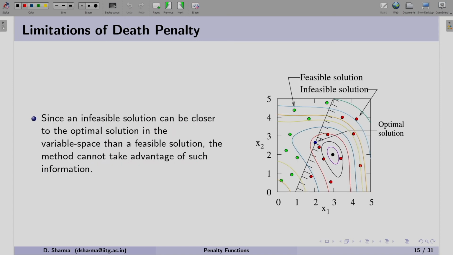There is another limitation as well here. Since we are rejecting the infeasible solutions straightforward, the point is there could be some scenarios where these infeasible solutions can be closer to the optimum as compared to the feasible solutions. So, let us look at a case on the right hand side. For this particular problem, the contours are drawn for a Himmelblau function and we have just one constraint as you can see here.